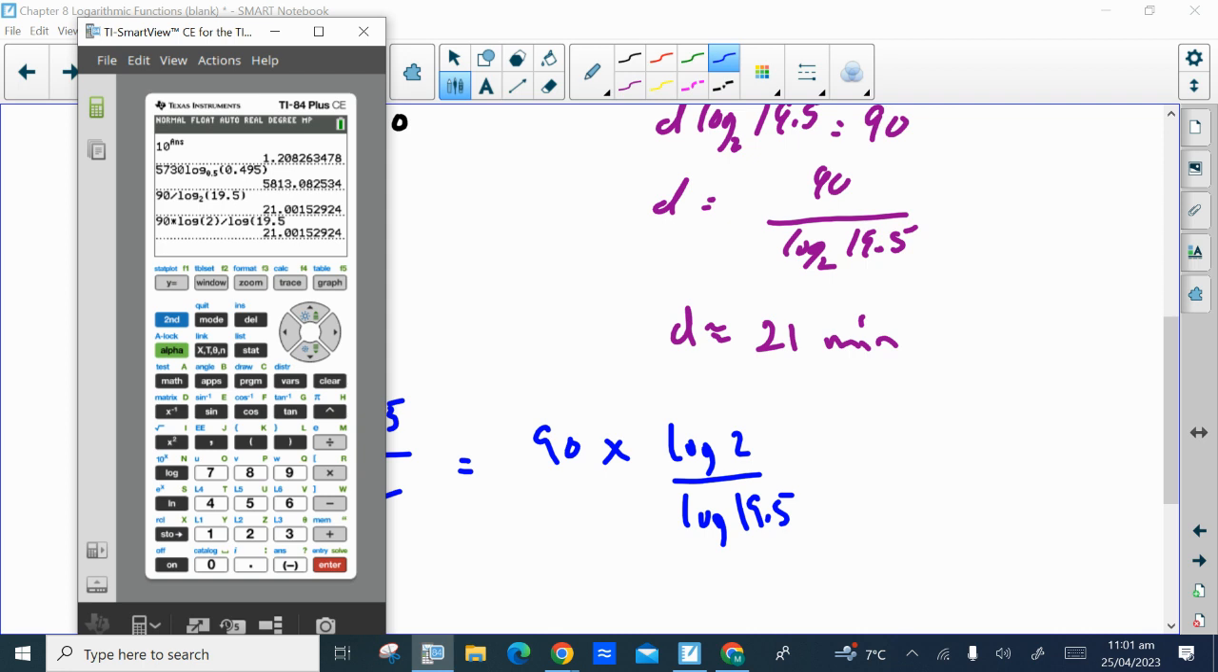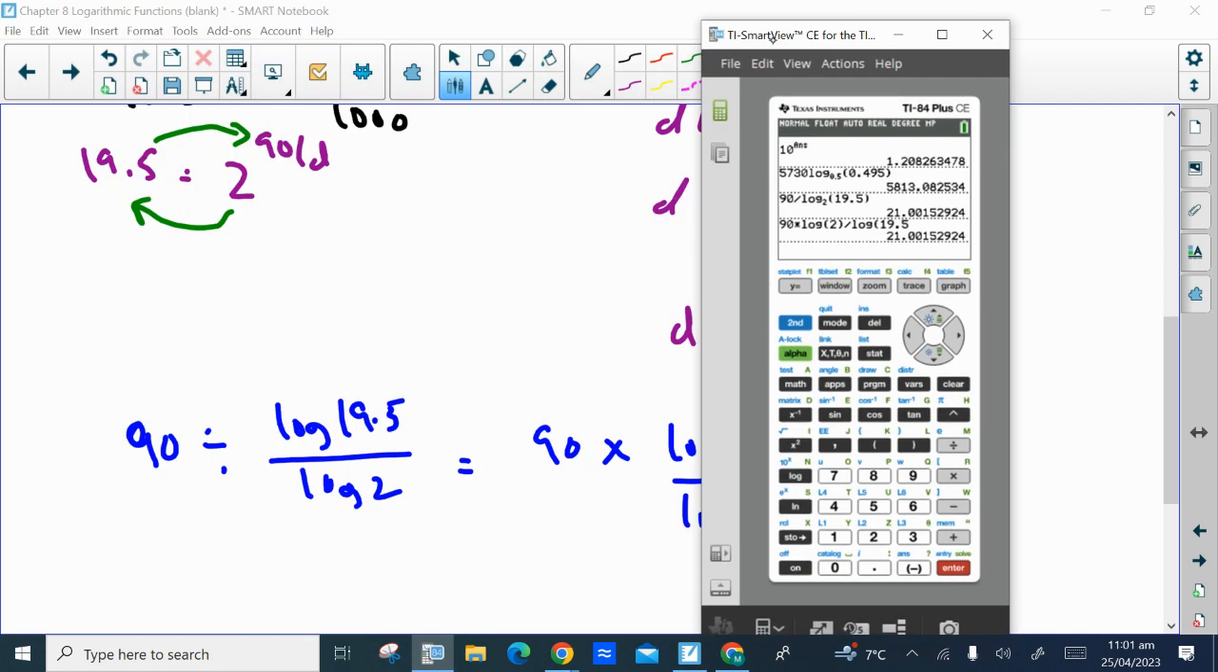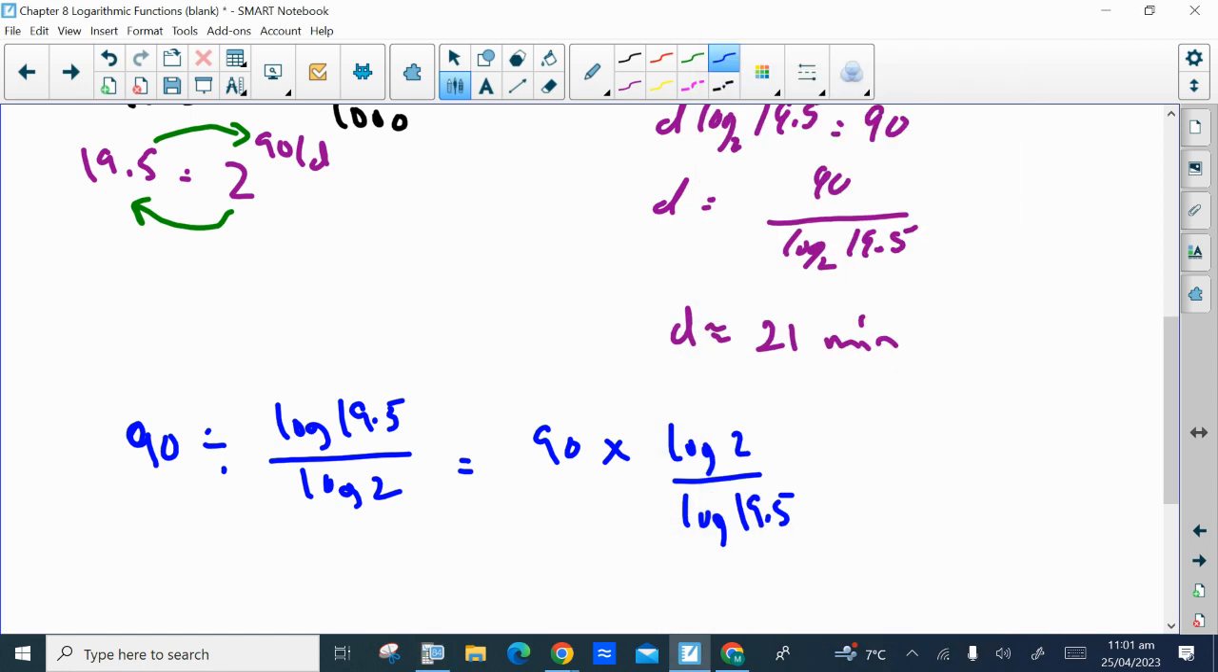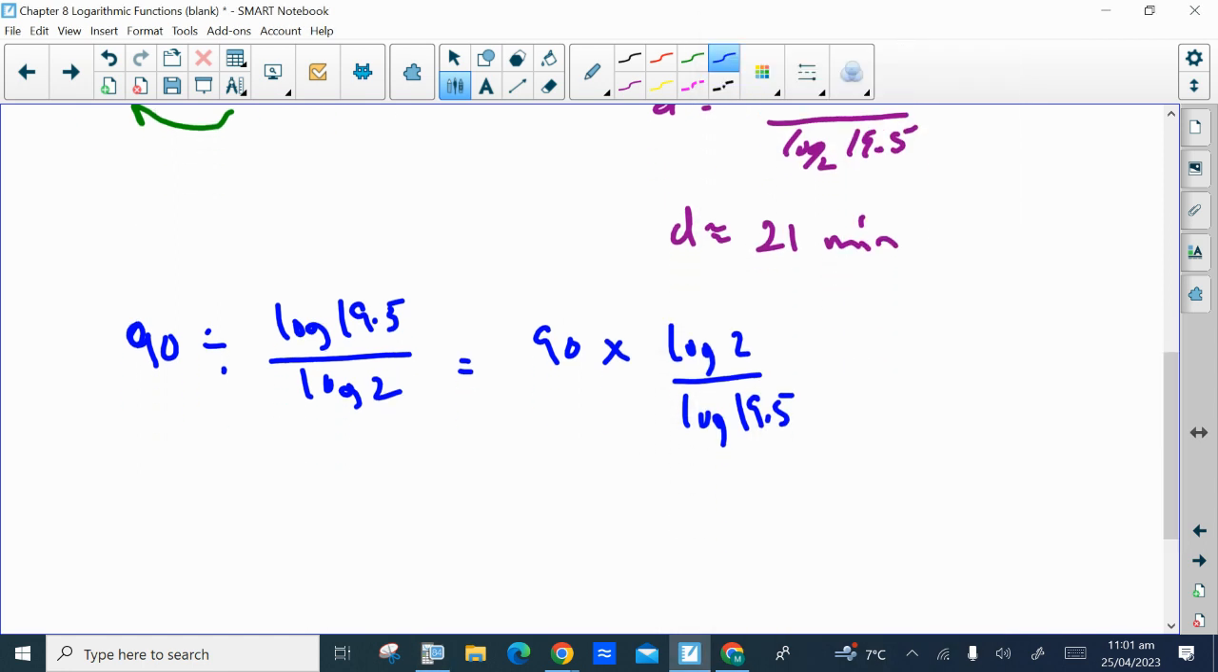And you wouldn't necessarily have to do that step of multiplying by the reciprocal. If you use brackets, you could go 90 divided by, then you'd have to use brackets to keep all that log part together. You get the same answer. Okay?